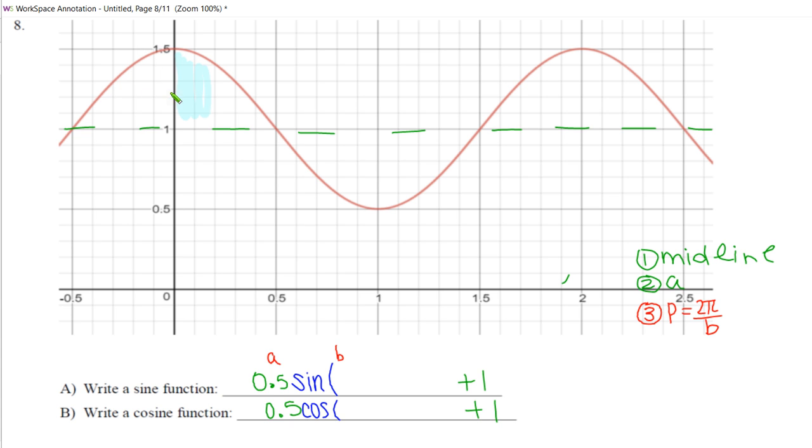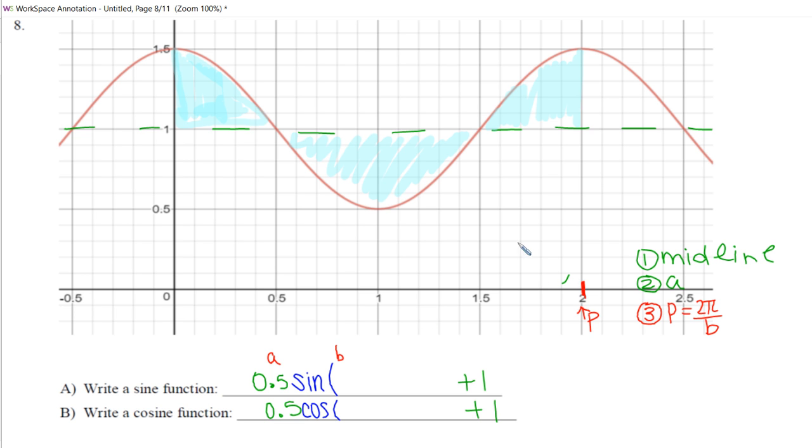So here's my hump. Starting at 0 right here on your y-axis, that's half a hump. And it's a full hump. So far I have 1.5 humps, and it needs 2 full humps to become a period. So I need another half of a hump. My period ends right here, which is at 2. So that's my period.